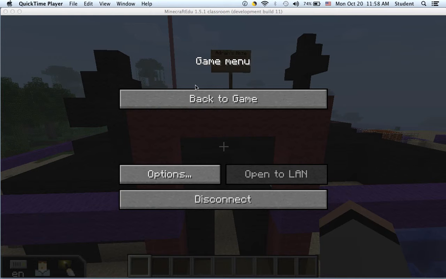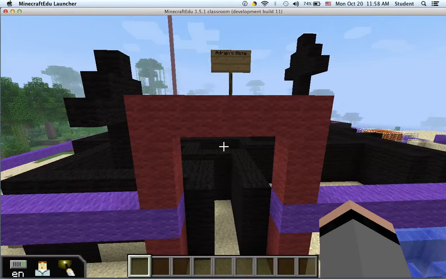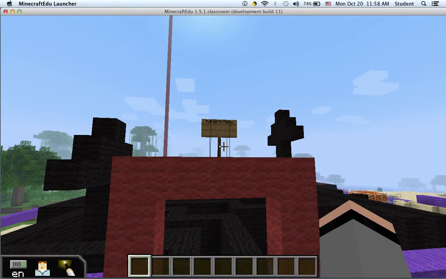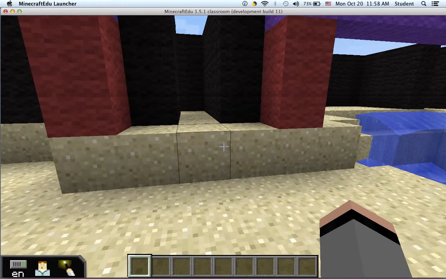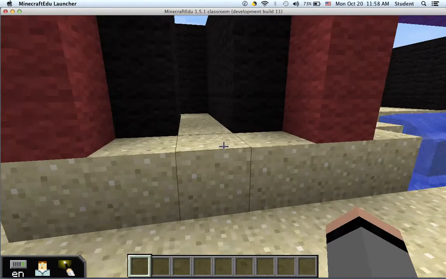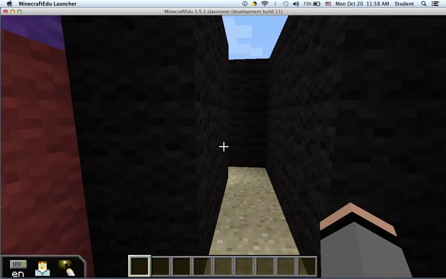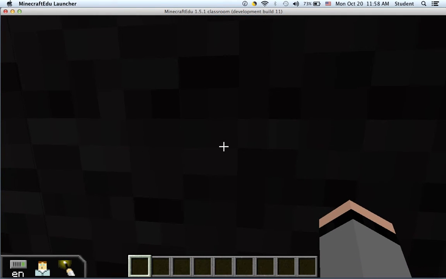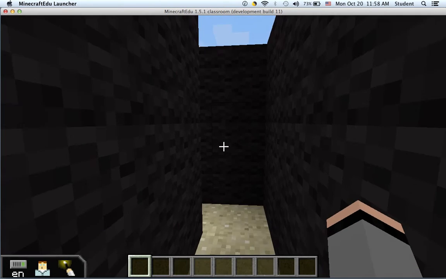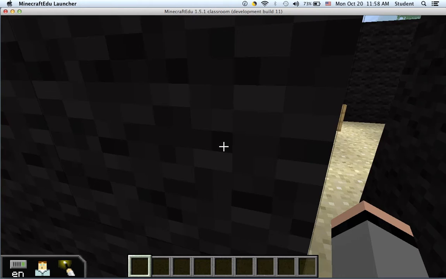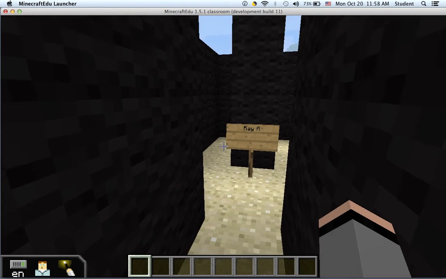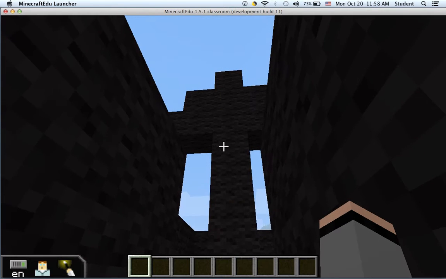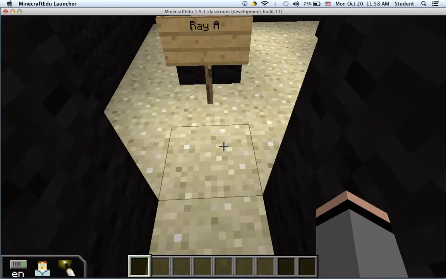Alright, so here we have my maze. It says Adrien's maze right there. And here we go. It's a little laggy, so this might be a little difficult. But alright, so you start the maze right here and you go left. This is row A, right? So you have the first A. There's an arrow up there, and it stops there.